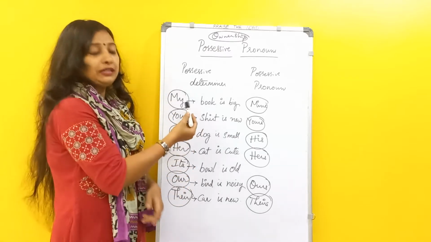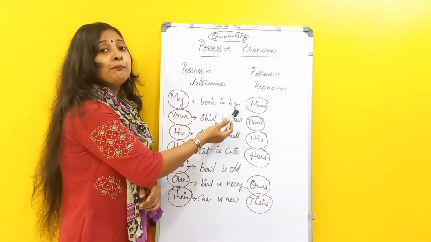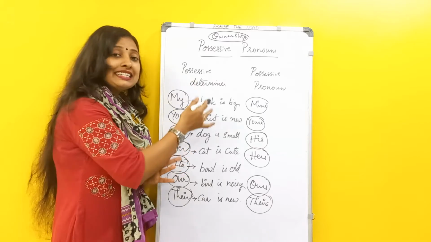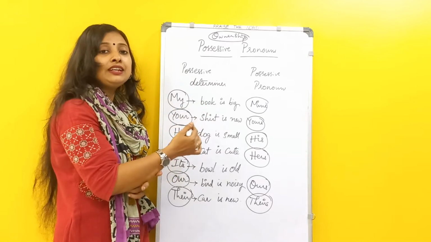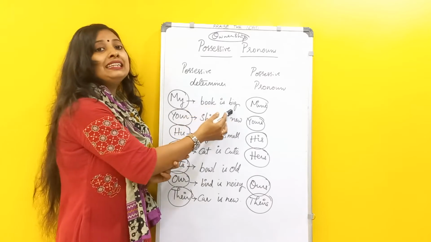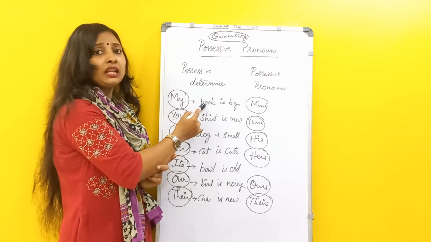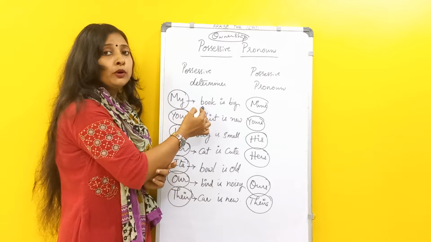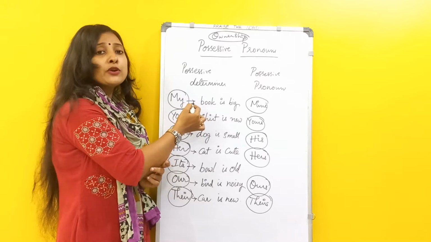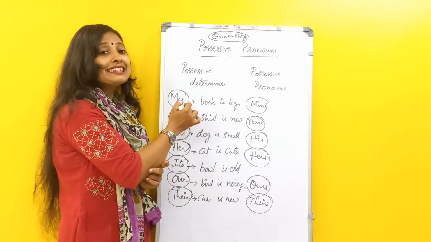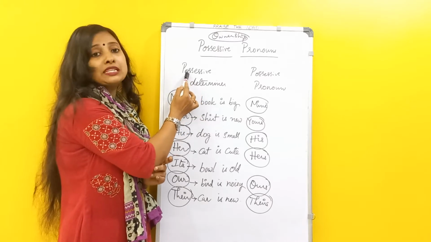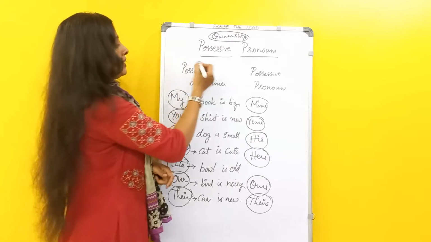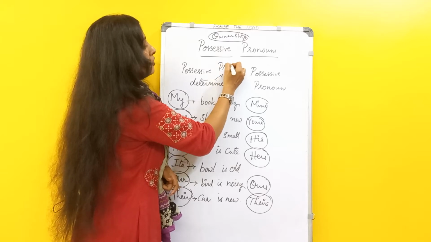Now if you look at this particular example, my book is big. My book is big. So that means it is actually describing. Here you can see the describing words. This is also a describing word. So what is it exactly describing? The book, with the help of this pronoun. This is not a pronoun exactly, this is an adjective here. So they are called possessive determiners or possessive adjectives, or there is another name, possessive pronominal.